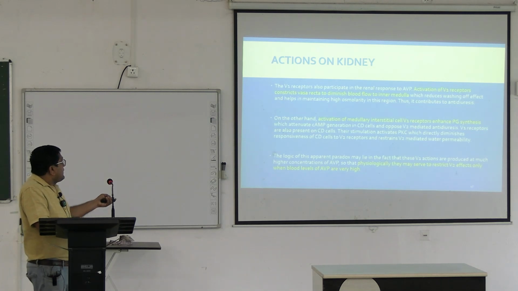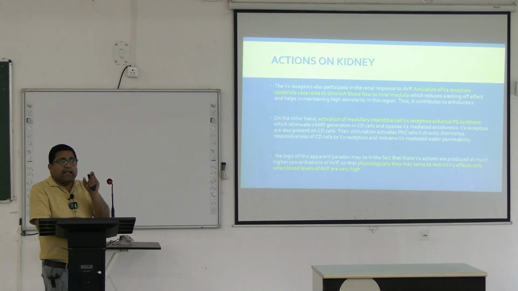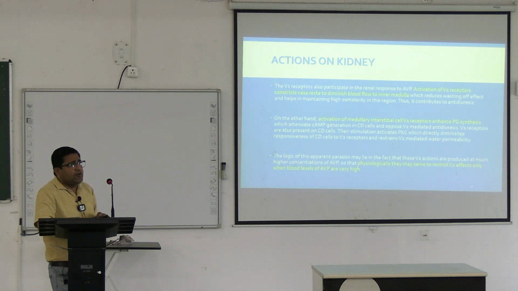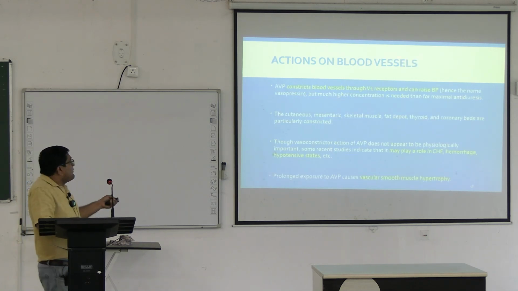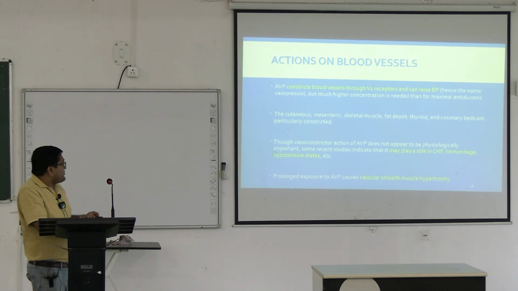Now, activation of V1 receptor in the vasa recta basically causes vasoconstriction that diminishes the blood flow in the inner renal medulla, and they are increasing the medullary hypertonicity. Action on the blood vessels: vasopressin constricts blood vessels through V1 receptor and can raise blood pressure.